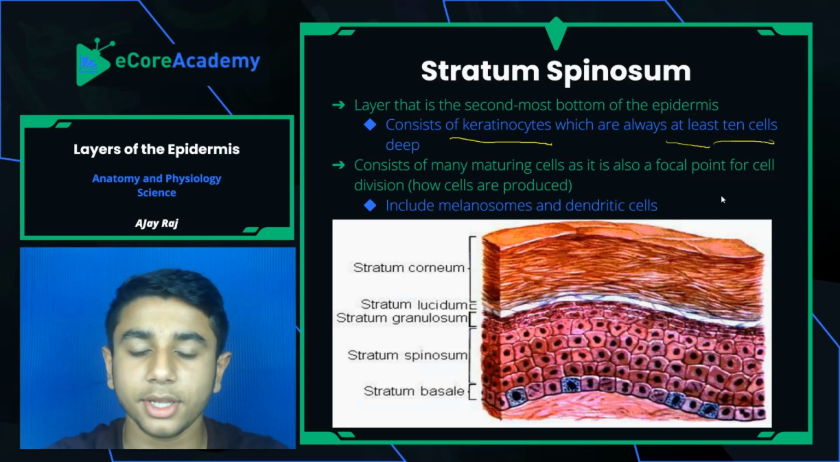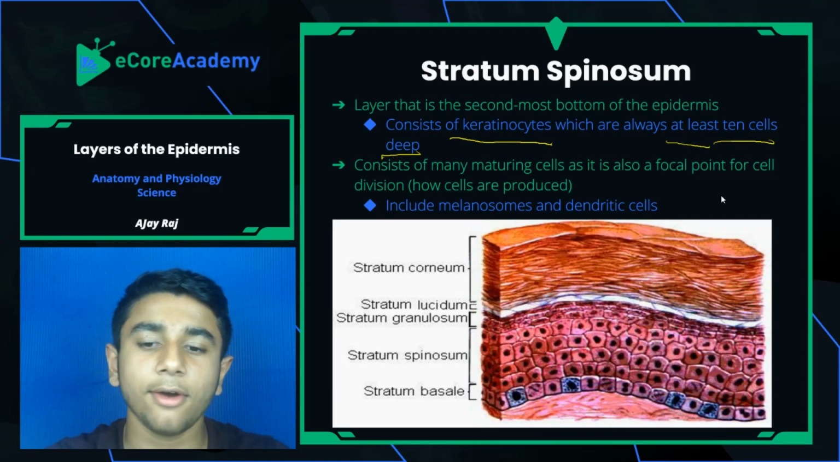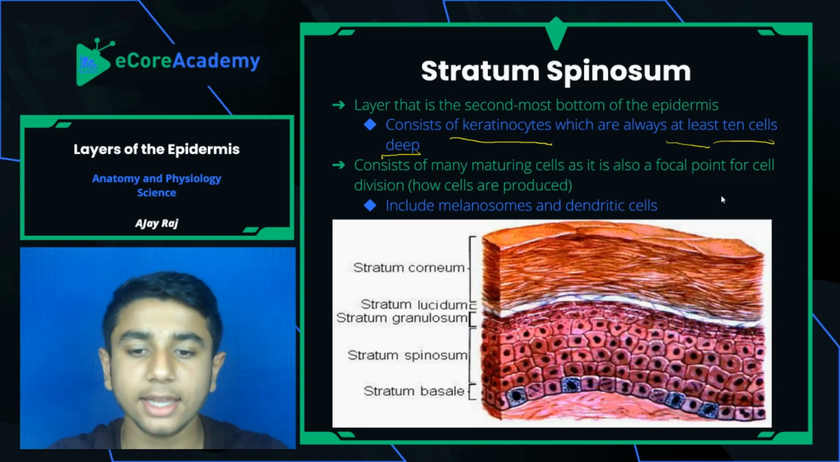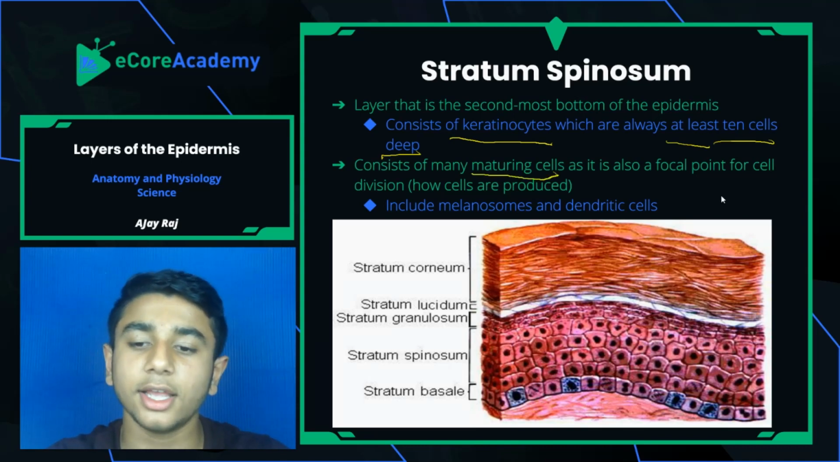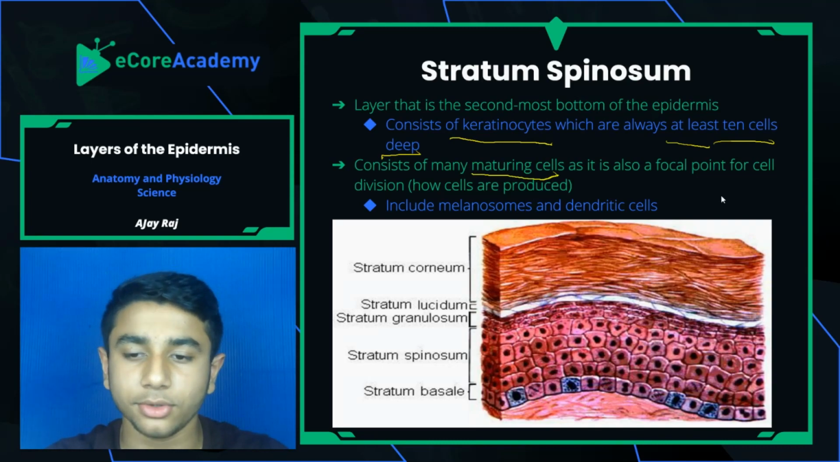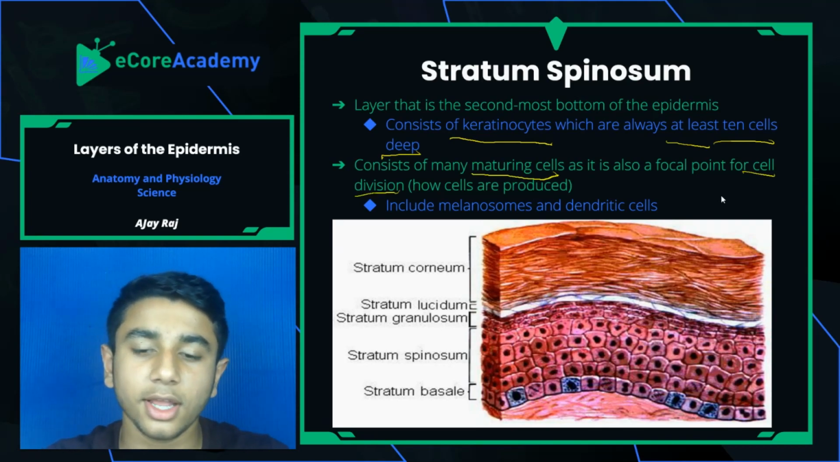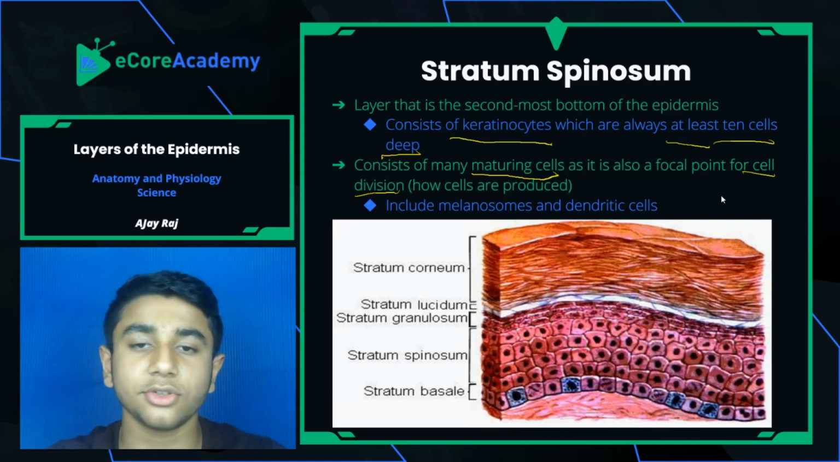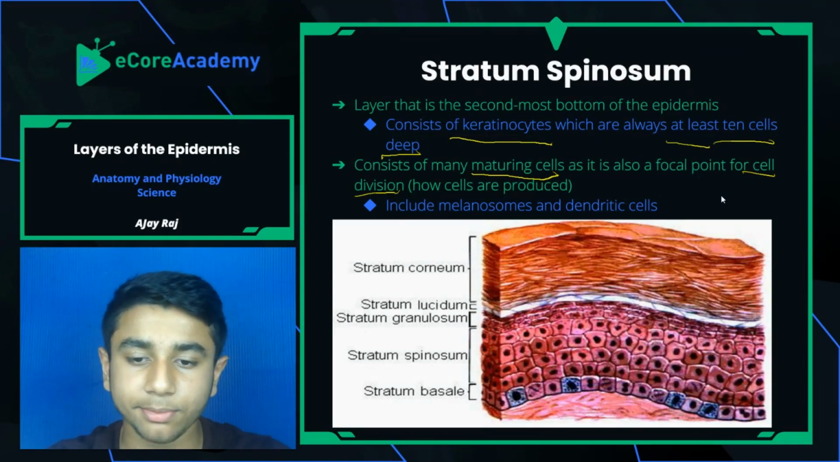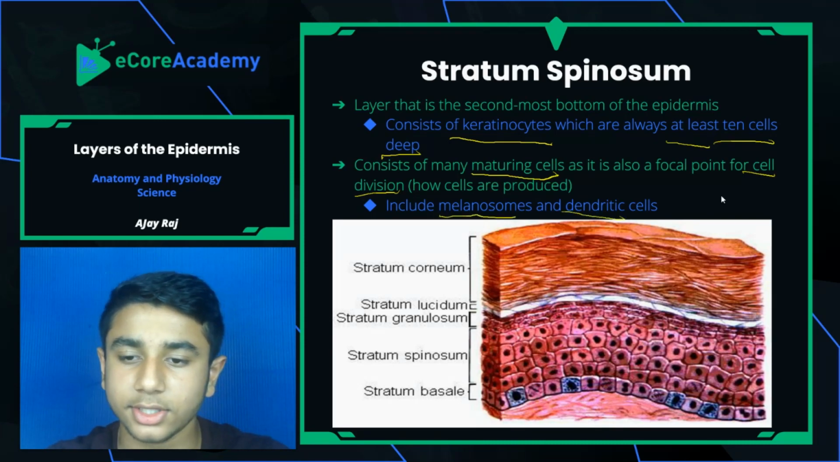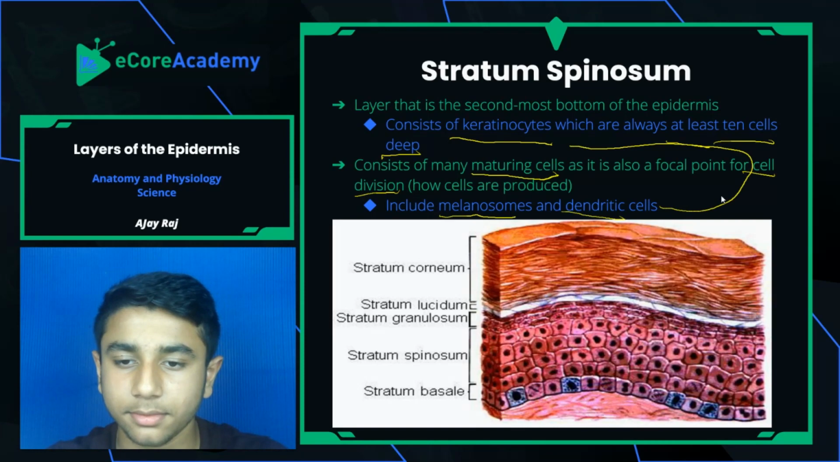That's important to know because it always fluctuates with the whole process of how cells are expunged and transferred through these different cells of the epidermis, and it consists of many maturing cells. This layer of the epidermis, the stratum spinosum, is a focal point for cell division. That's what I mean by maturing cells, and that's how cells are produced. Cell production through cell division is its whole entire topic that I will get into later. That's the production part, and it includes melanosomes, dendritic cells, as well as, as I said before, keratinocytes.